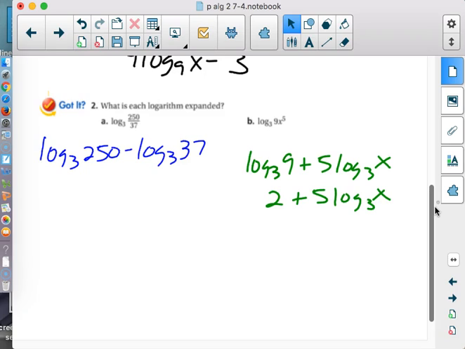Now, A is not done. At this level, at what we're doing today, yes, I would accept that, and you could say, hey, I'm finished. But there is a hidden cubic inside 250. Think about a number small enough that if we raised it to the third power, would divide into 250 nicely.